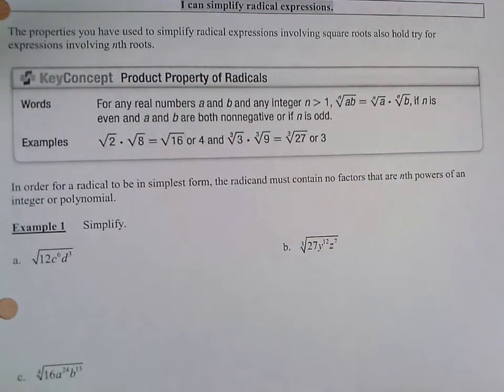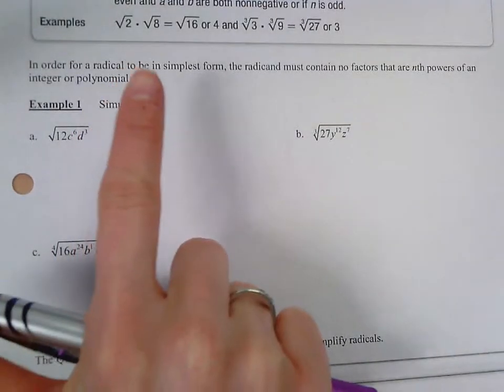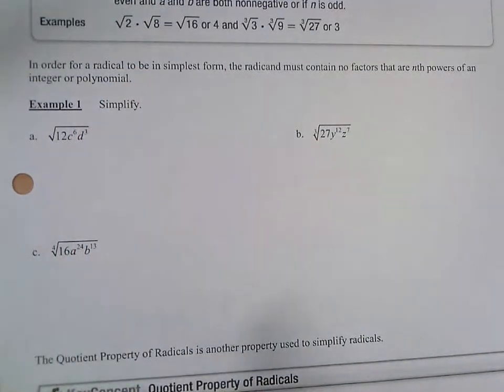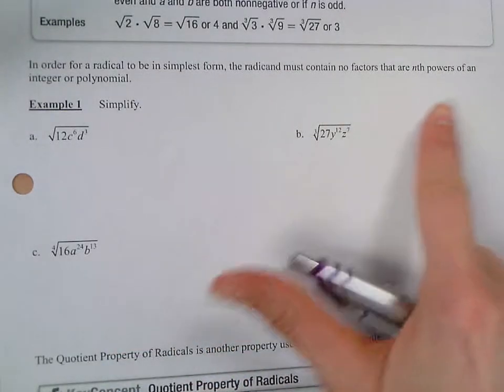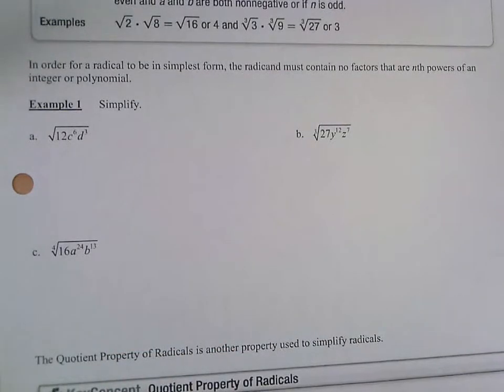So I actually showed that in 6.4 because I was breaking apart the radicals, and I'll do that again today. But it says here, in order for a radical to be in simplest form, the radicand must contain no factors that are nth powers of an integer or polynomial. So you have to look at each individual factor and make sure that it is fully simplified within that root.